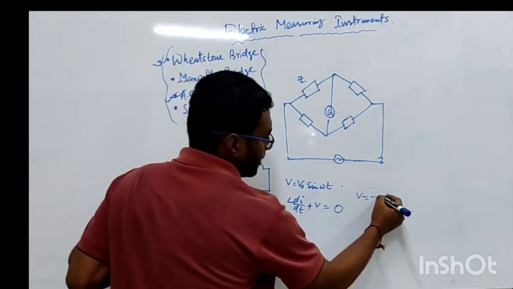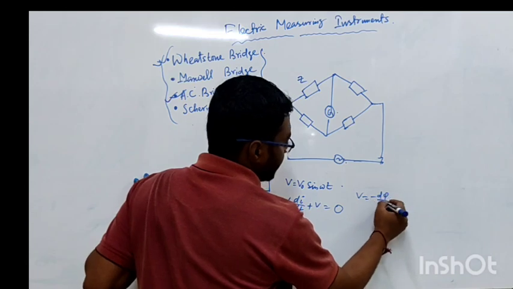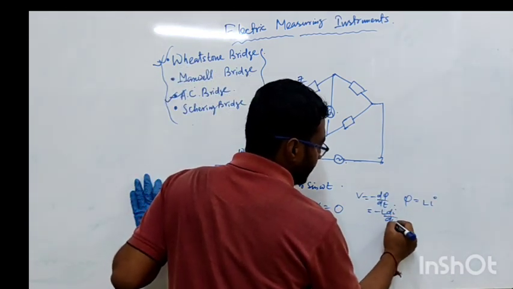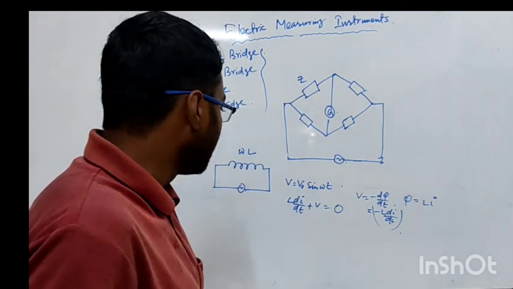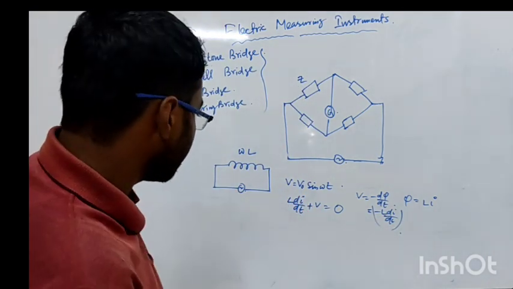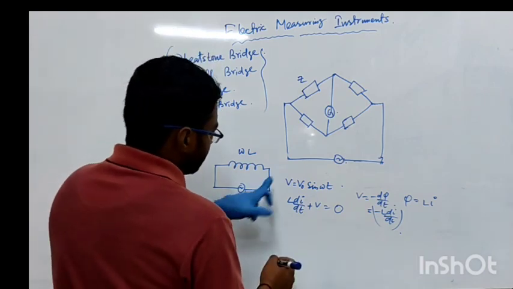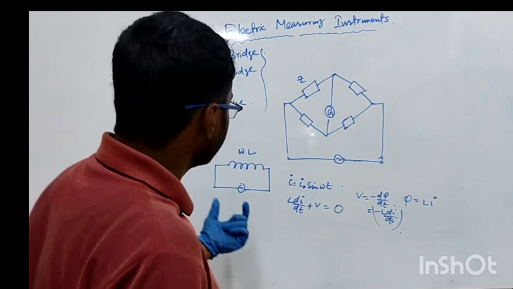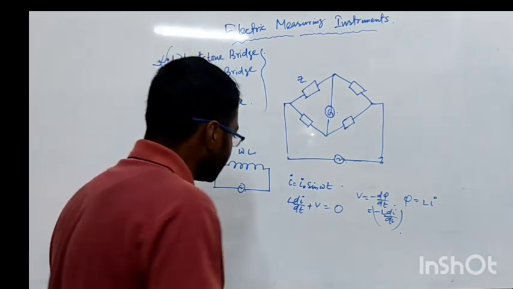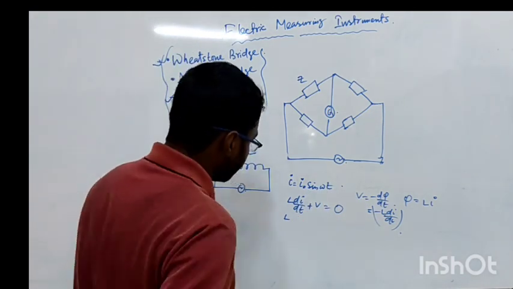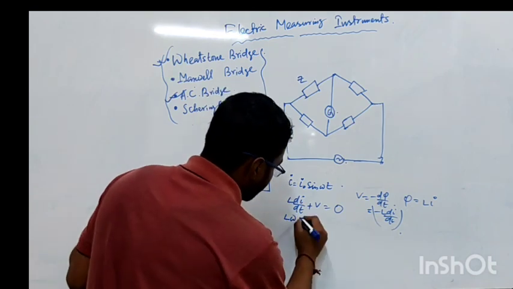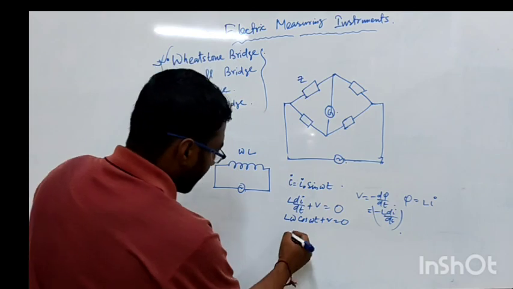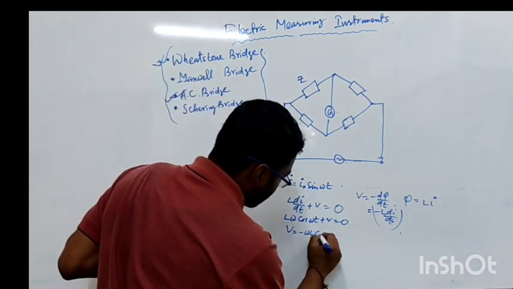V equal to minus d phi dt, and phi equal to Li, so it will be minus L di dt. So we can write that L di dt plus V equal to 0. And if we consider I equal to I0 sin omega t, then if we put the I value in the equation, what will be the result? L omega cos omega t plus V equal to 0. So V will be equal to minus omega L cos omega t.